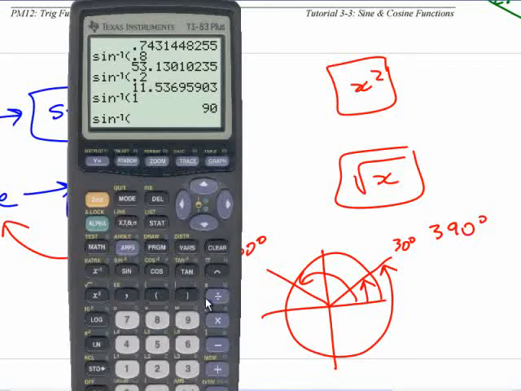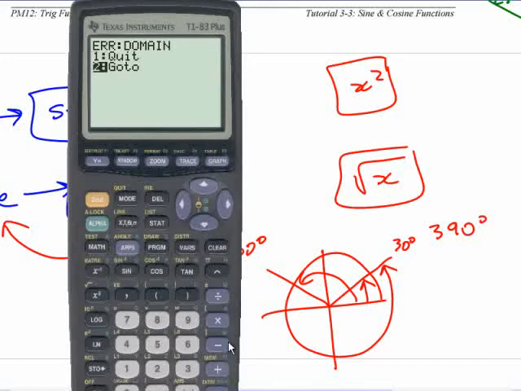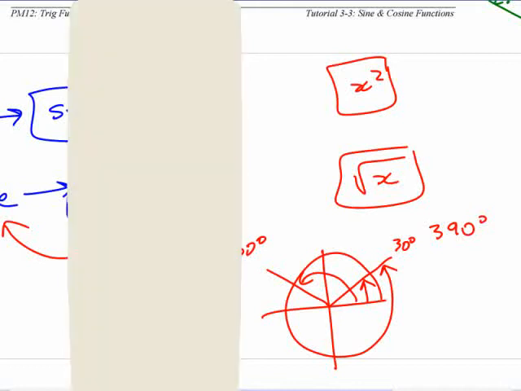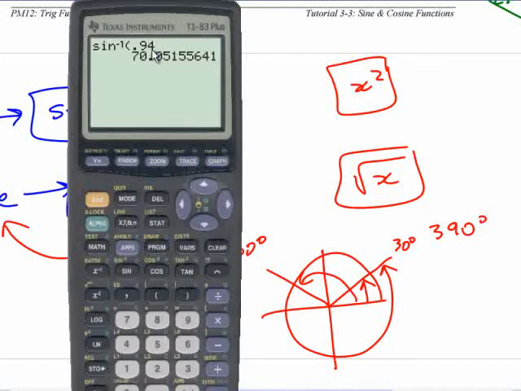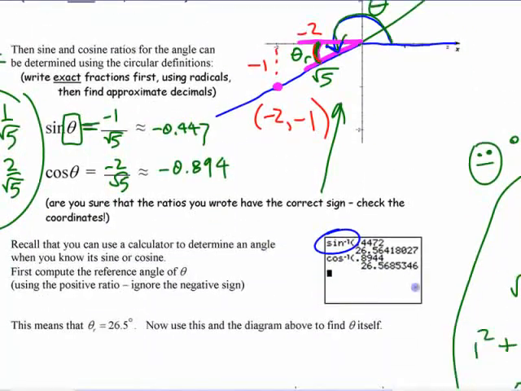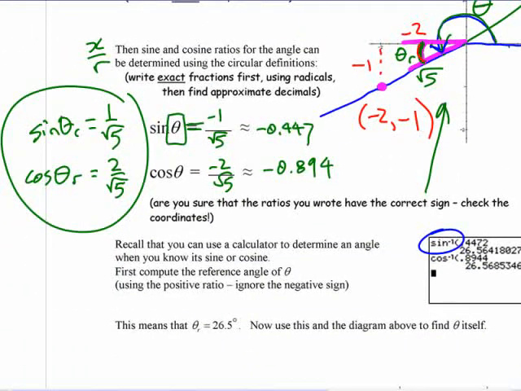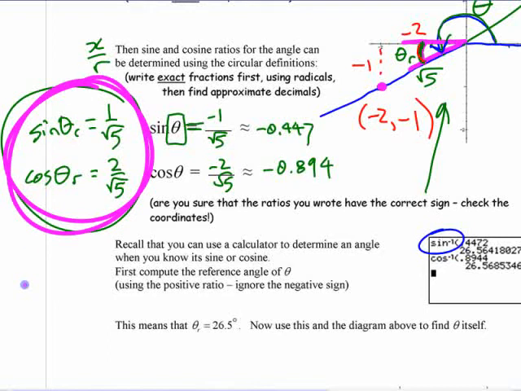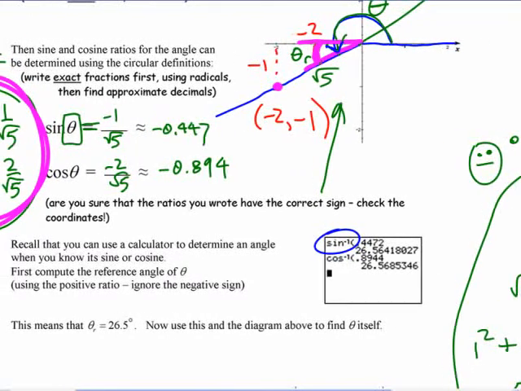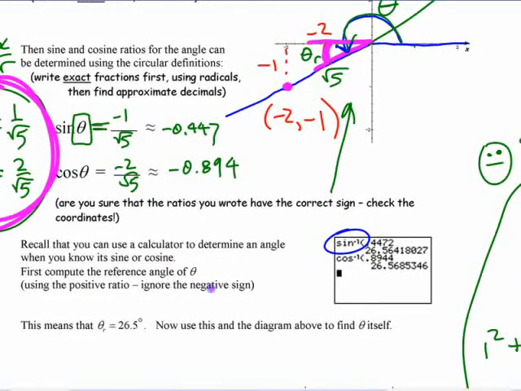Anything you put in for this, 0.94, oh, I missed the decimal. 70 degrees, and so on, right? Whatever ratio you put in there that's positive, it gives you a quadrant 1 angle. So one way to do this would be to find the reference angle first, using the positive ratio, and then, knowing that that's the reference angle, using the picture to find the actual angle. Okay? So this is what we're going to do.